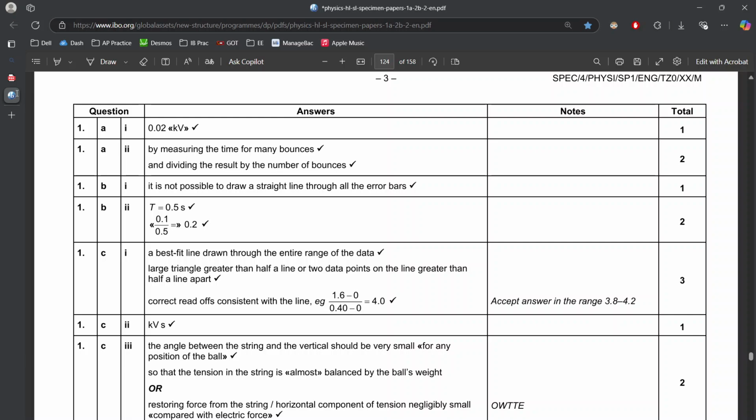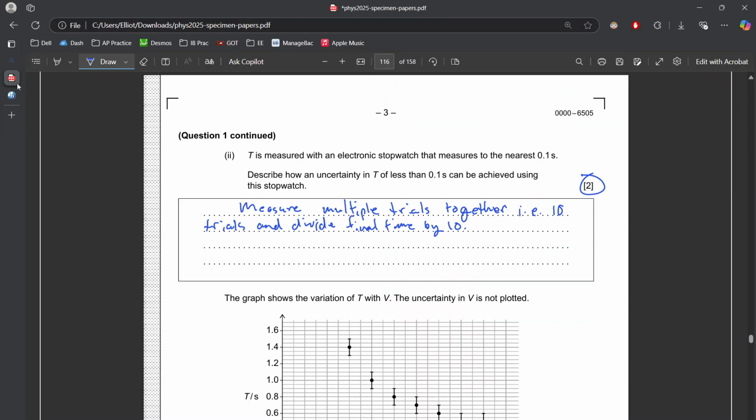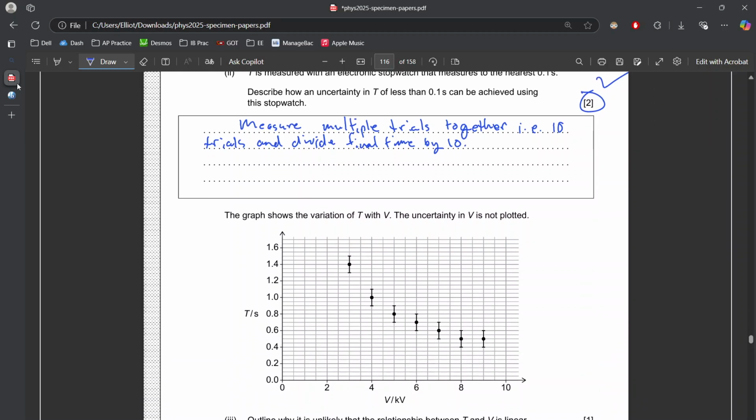Getting time for many bounces and dividing by the... Okay, so that was actually both marks. So I got 2 marks out of that.